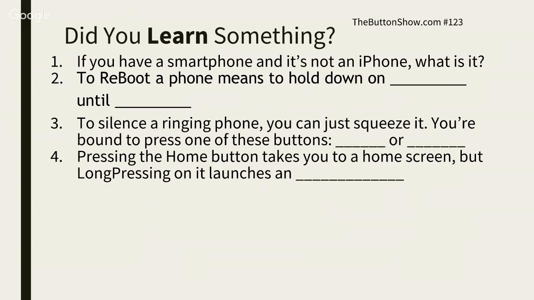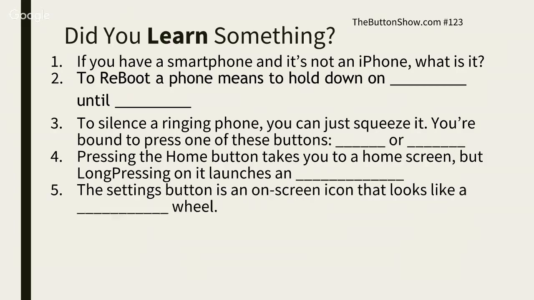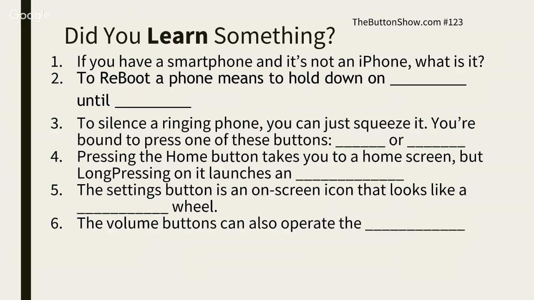Well, pressing the home button takes you to a home screen, but long pressing on it launches what? An assistant. Right. On the iPhone, that's Siri. On the Android, that's Google. Okay. The settings button is an on-screen icon that looks like a... I call it a gear. A gear? Some people call it a cog. Cogwheel.